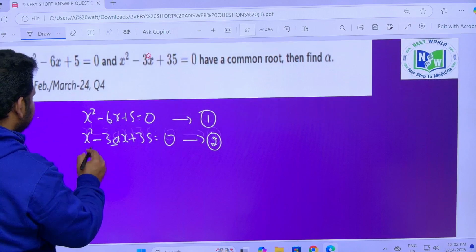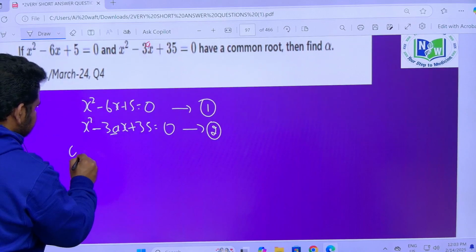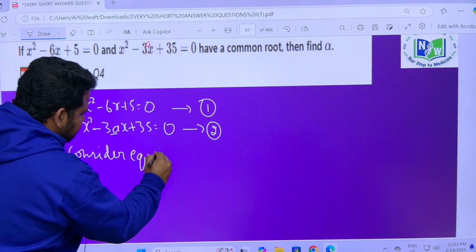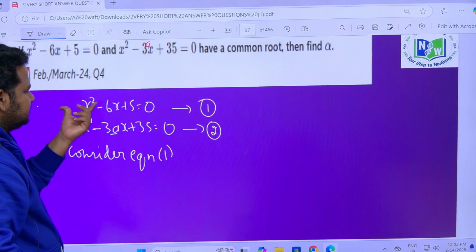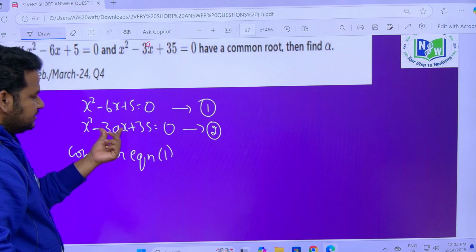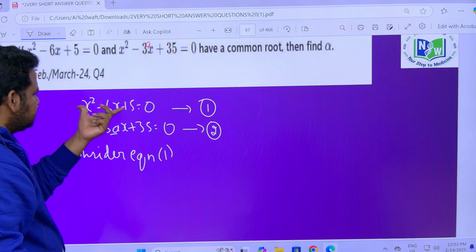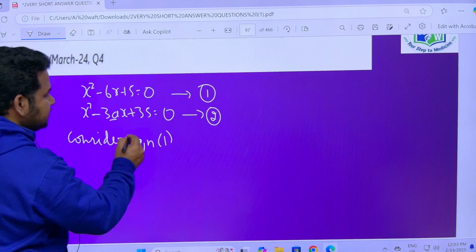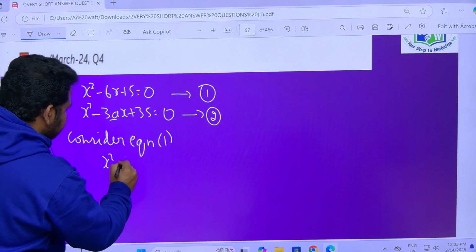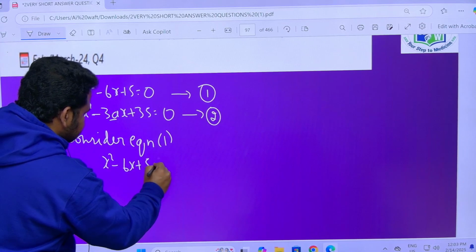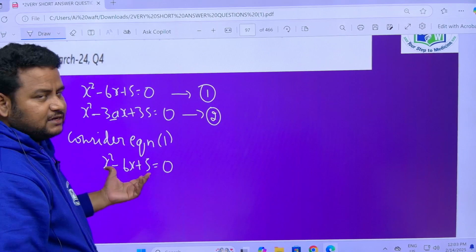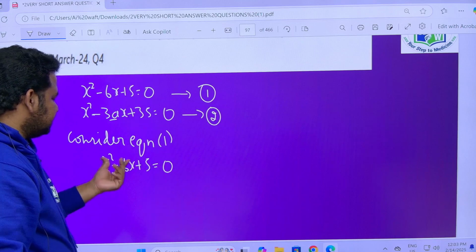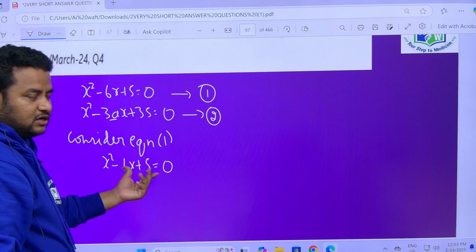Now first let us consider equation 1, because this is a complete equation. The second has an unknown, that is, we have to find a. So first we will take the equation which is solvable, that is the first equation, x square minus 6x plus 5 is equal to 0. We will solve this by splitting the middle term: minus 6x is the sum, and 5 is the product.